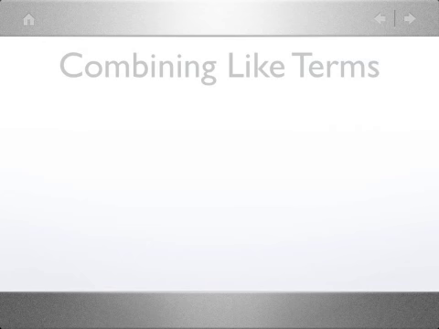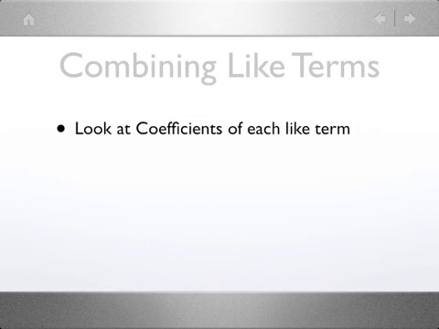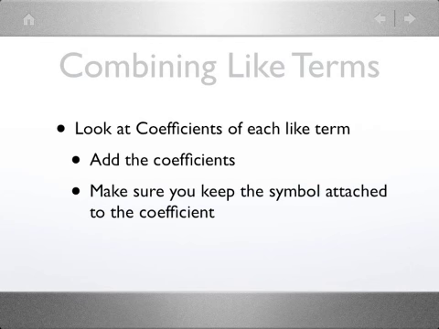So let's take a look at how to combine like terms. Well, first thing you do is you look at the coefficients of each like term. Then you add the coefficients together. But it's very important that you keep the symbol attached to the coefficient. And just a reminder, a coefficient is the number that's attached to the variable.